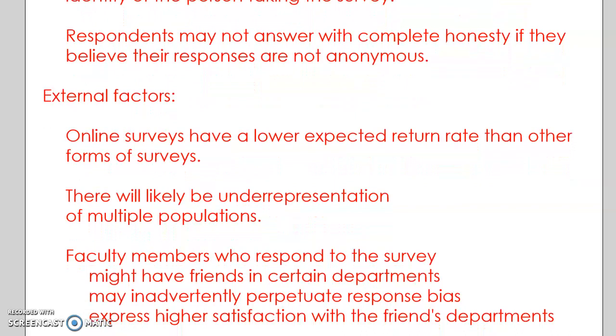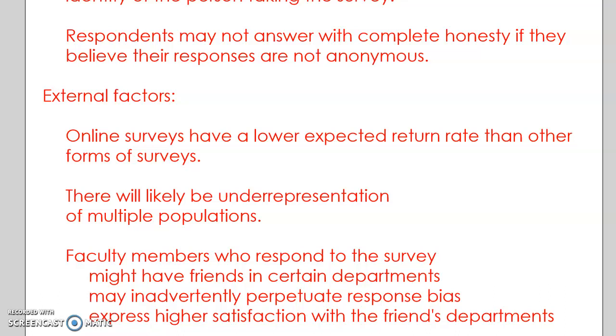Other factors, typically online surveys have a lower expected return rate than other forms of surveys. Maybe there's an underrepresentation of the population when this survey is conducted. Did the professors from the math department respond in an equal amount as the English department or science or arts department? So are each of the different populations being represented?